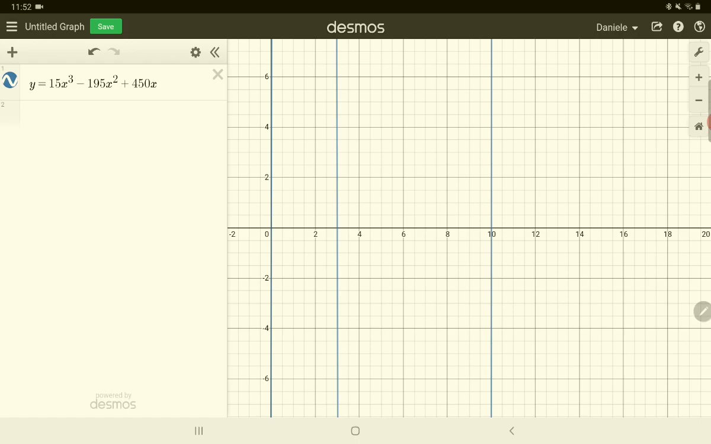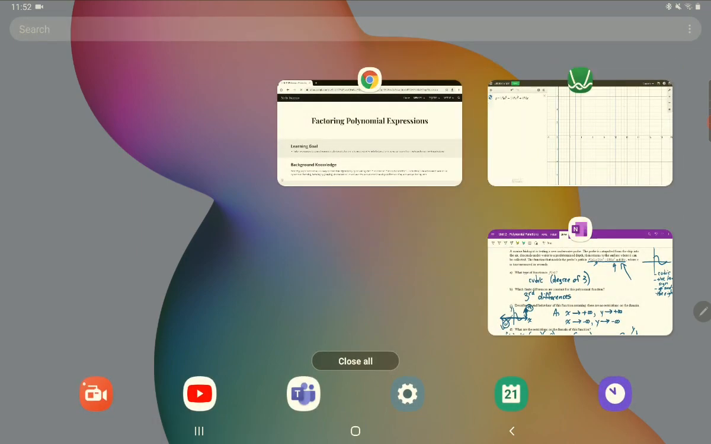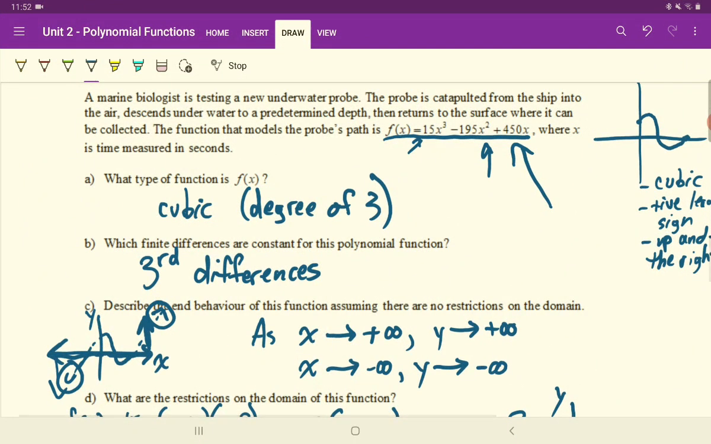Okay, so we've got 0 cubed. Oh, one second, I think I wrote down the equation wrong. Nope, it's all good.